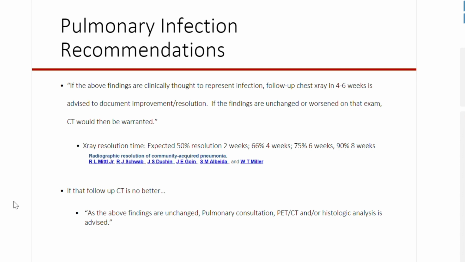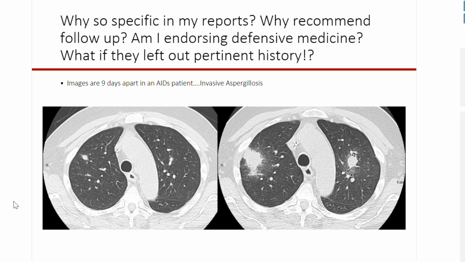If that abnormality doesn't change on the X-ray, what do I do? Then I have a standard sort of lingo where I say, pulmonary consultation, depending on if there are lymph nodes, PET CT, histologic analysis, etc.